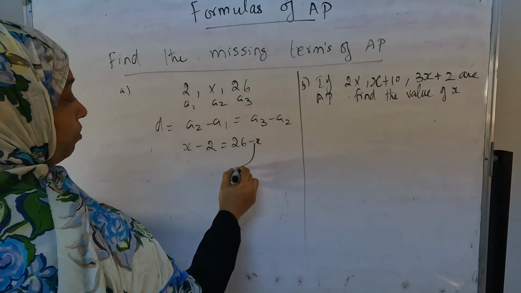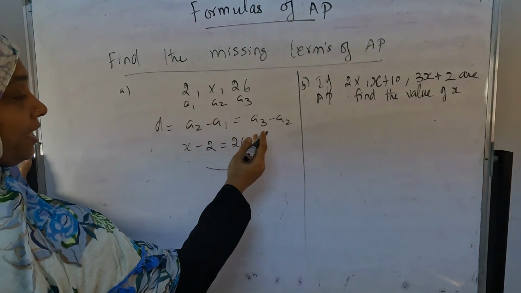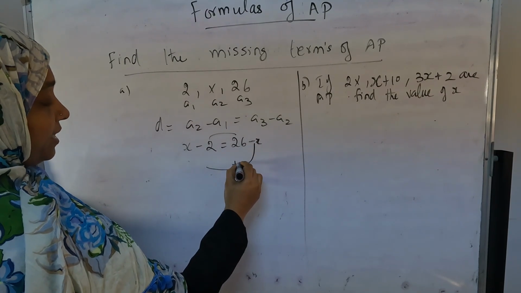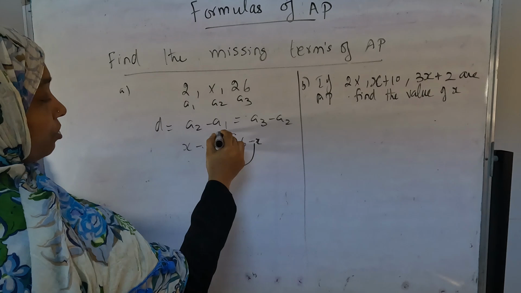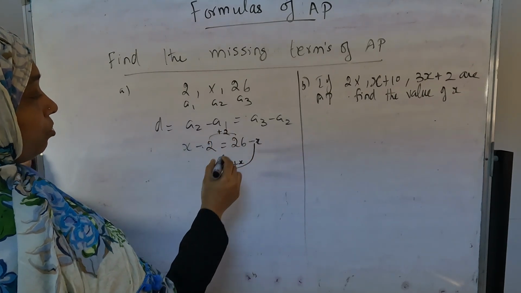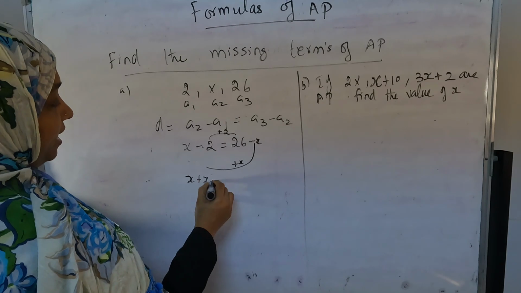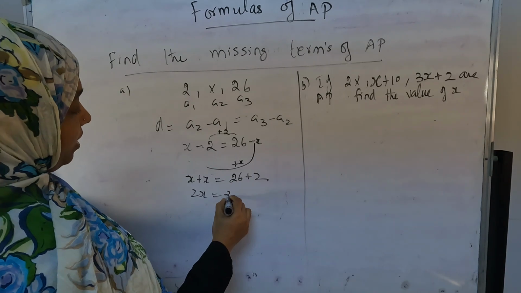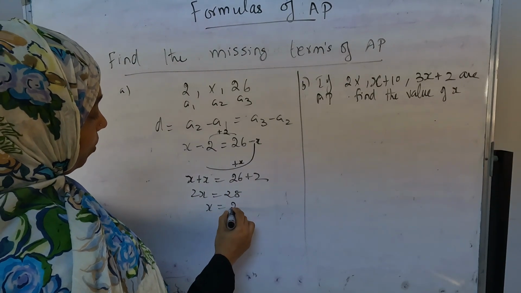So move the like terms together. x comes to this side, numbers go to that side. So x minus x coming to this side is plus x, and minus 2 going to that side is plus 2. So x plus x and 26 plus 2. It is 2x and 28. So 2x is equal to 28.